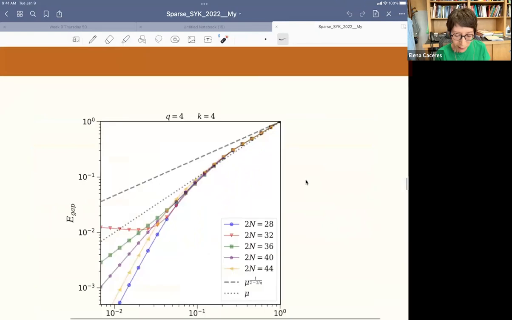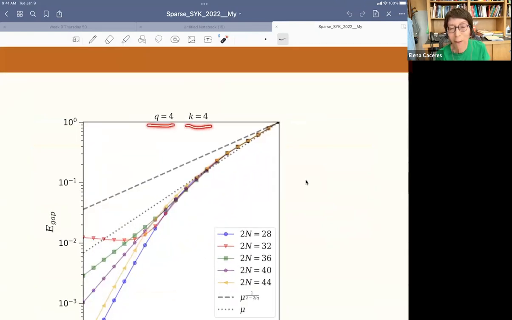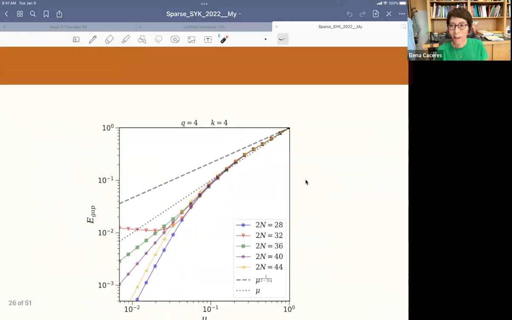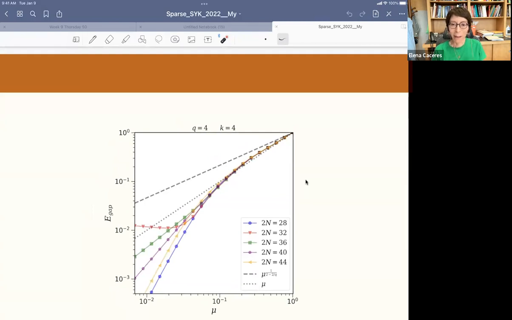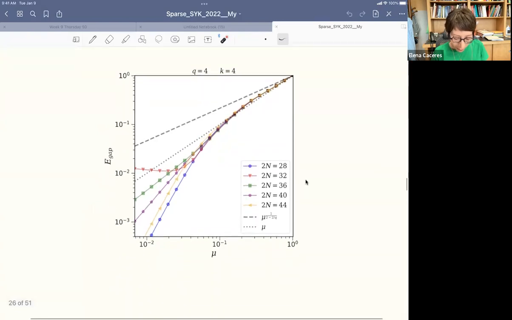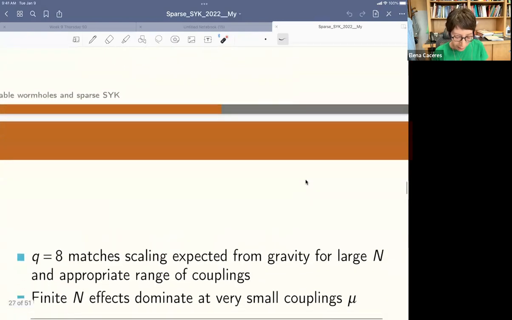If we try to do the same thing for Q equals 4, K equals 4, so even increasing the K, then we cannot reproduce the gravity results. These things don't follow this scaling. We would have to see some part here, but nothing goes there. So we didn't see that gravity scaling for these values. Okay, so that's for the traversable thing.